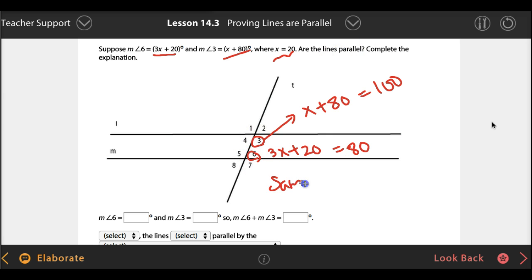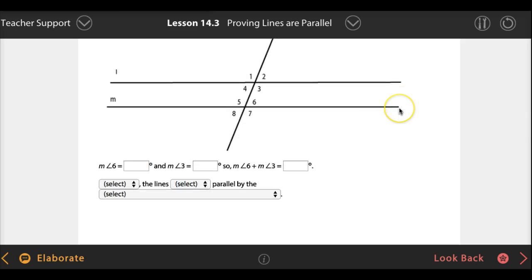Whoa, these are same side interior angles. And I told you that for same side interior angles, the angles are supposed to be supplementary, meaning they add up to 180 degrees. Oh, 100 plus 80 is 180. Since the measure of angle 6 is 80 degrees and the measure of angle 3 is 100 degrees, they add up to 180. Okay, so let's actually type it in. I think I said this is 80, right? I hope. And this is 100, so they're 180.